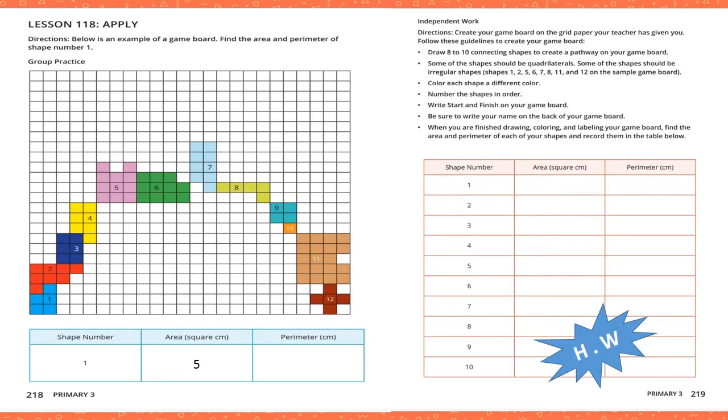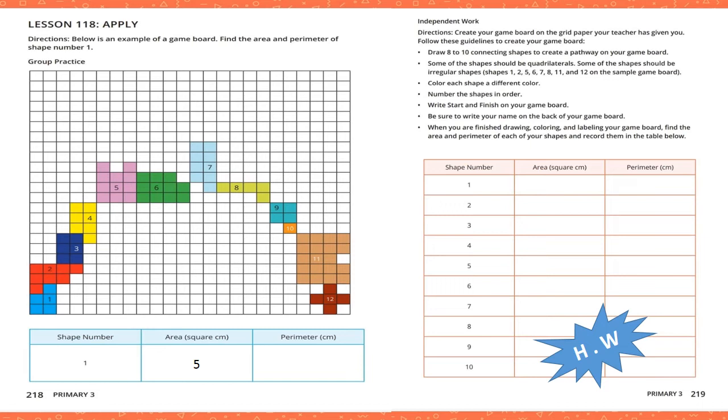Open page 218. Direction: below is an example of a game board. Find the area and perimeter of shape number 1. Group practice. We studied before what the area is and what the perimeter is. The area means how many units inside the shape. The perimeter means how many units around the shape, outside the shape or around the shape. Okay?